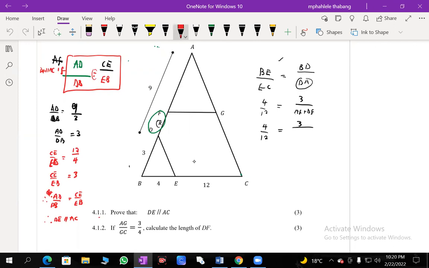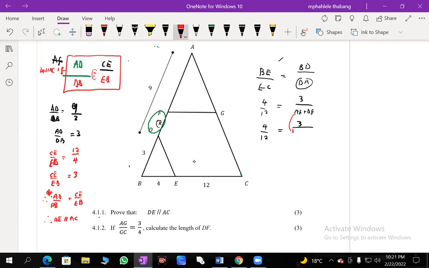AF. What are we calling AF? Our DA is 9. We know DA is 9. It is 9 minus FD, which is AF, Mapitsi. No, I get that we are minusing the whole length, the whole distance DA, to reach DF.